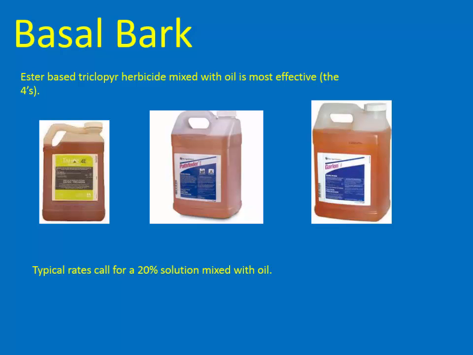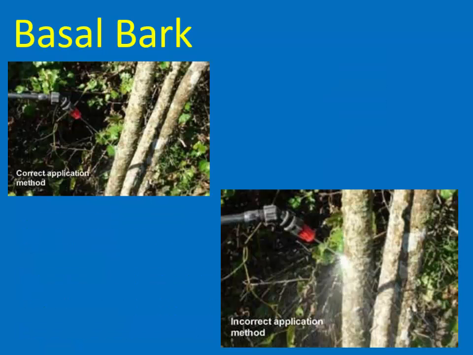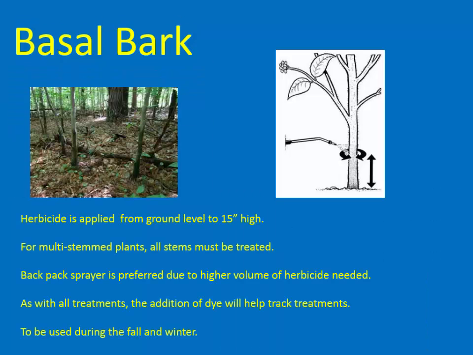Typical rates call for a 20% solution. You apply the herbicide from the ground level up about 15 inches all the way around the tree. For multi-stem trees, you have to treat all the stems. It's kind of hard to see, I guess, but here you can see these have all been treated. You can see all the oil marks on the trees.